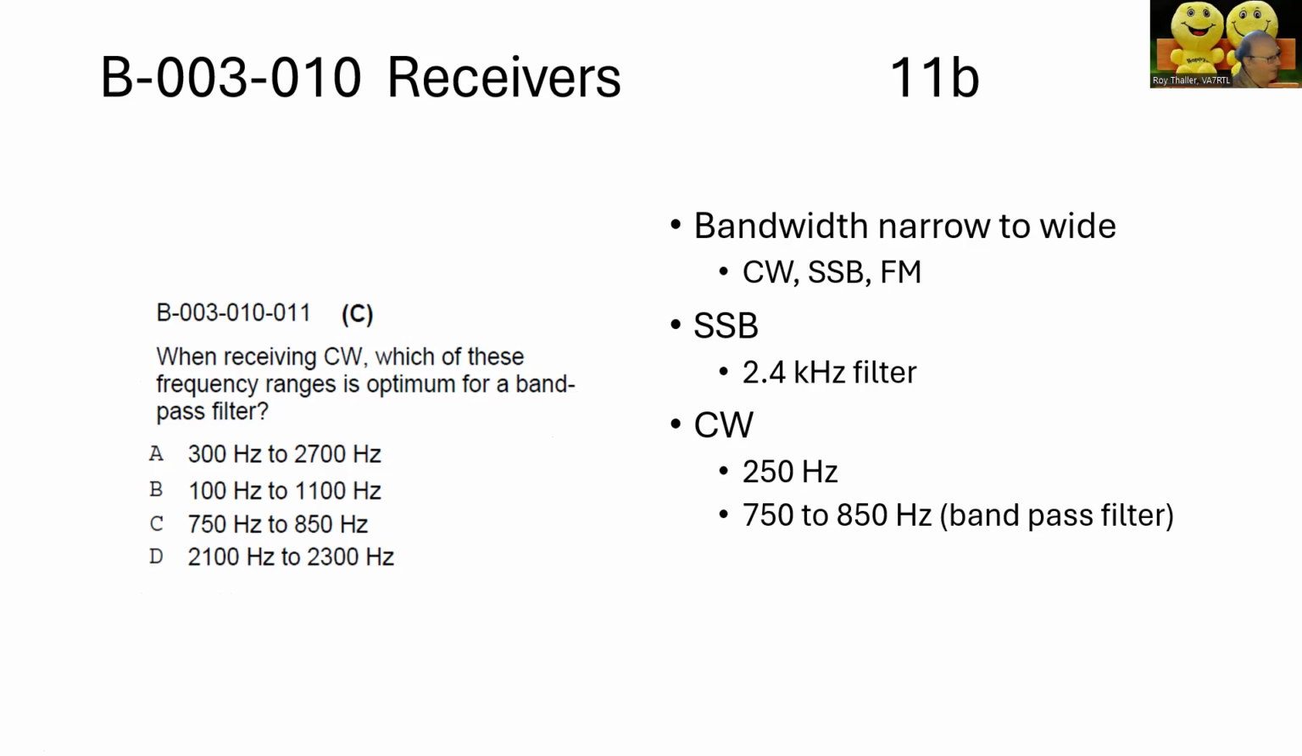When receiving CW, which of these filter ranges is optimum for a bandpass filter? What you're looking for here is one of the narrowest filters. So typically the correct answer is C, 750 hertz to 850 hertz as a bandpass filter. And this would also set the tone of the signal that you're actually receiving and how you're hearing it.